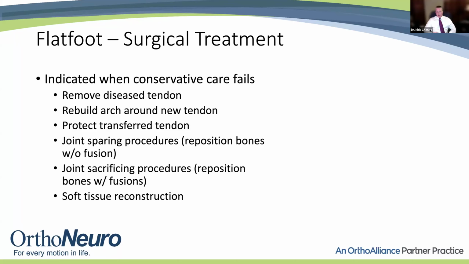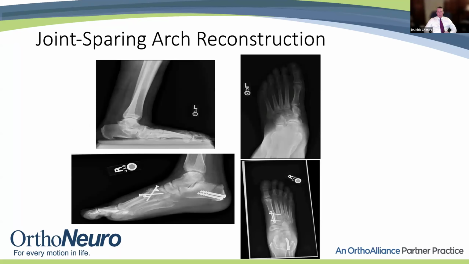We can do a joint sacrificing procedure where we're repositioning bones and fusing through joints. It's a more powerful operation, but it's also now taking motion away from joints in the foot. Or we can do a newer soft tissue reconstruction. Most of this is a soft tissue problem, right? The tendon fails, the ligaments have failed, the joints have failed, and it's allowed the foot to collapse. And so my preference at this point now is to try to avoid all the bony reconstruction and try to stick by treating what failed first.